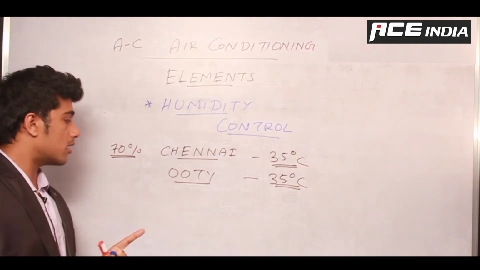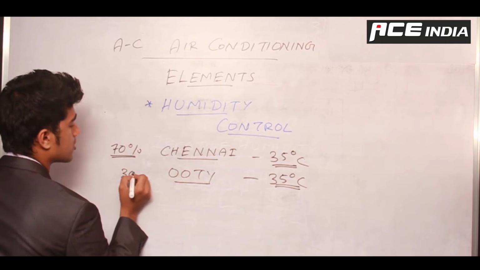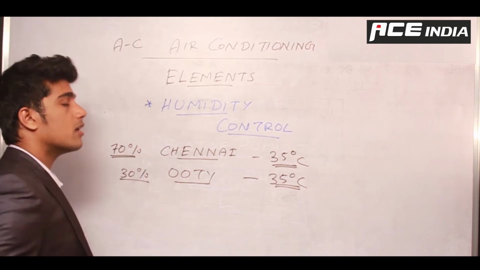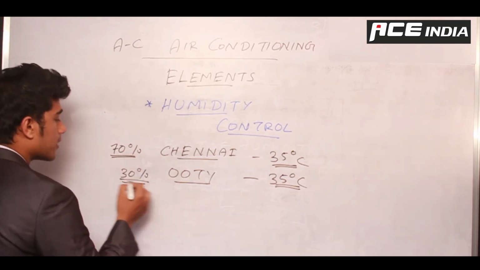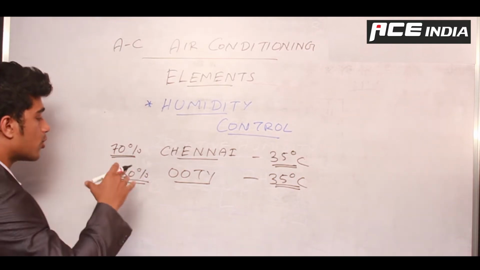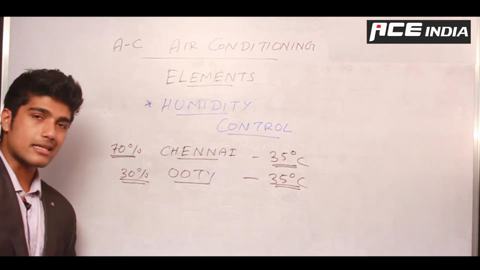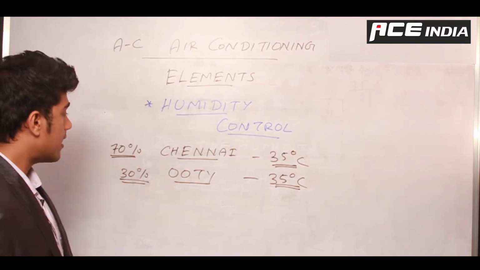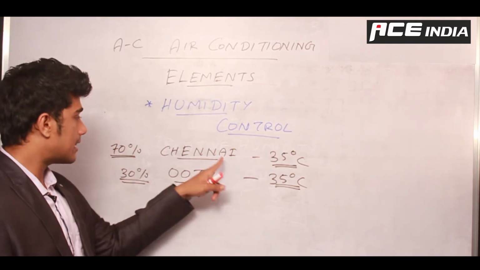Right? In Ooty, the maximum humidity that we can go will be about 30 to 40% at maximum. What happens is, because Ooty is actually a very high place, you don't really have a sea nearer to it. That means Ooty will be having much less humidity content. This is the reason we are more comfortable sitting in Ooty than in Chennai.